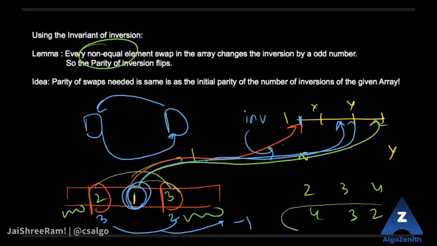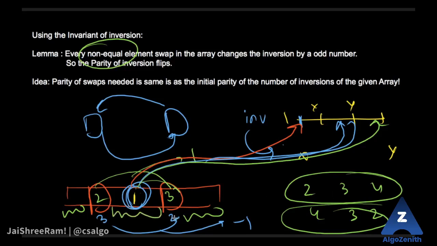So only in the middle case does the inversion change, increasing by 2 for the middle element. And since we are swapping non-equal elements, the parity of inversion flips. For each of the elements in between, the inversion can change by either 2 or 0. So the parity only flips because there is only one odd change, between the swapped elements, and everything else is even.